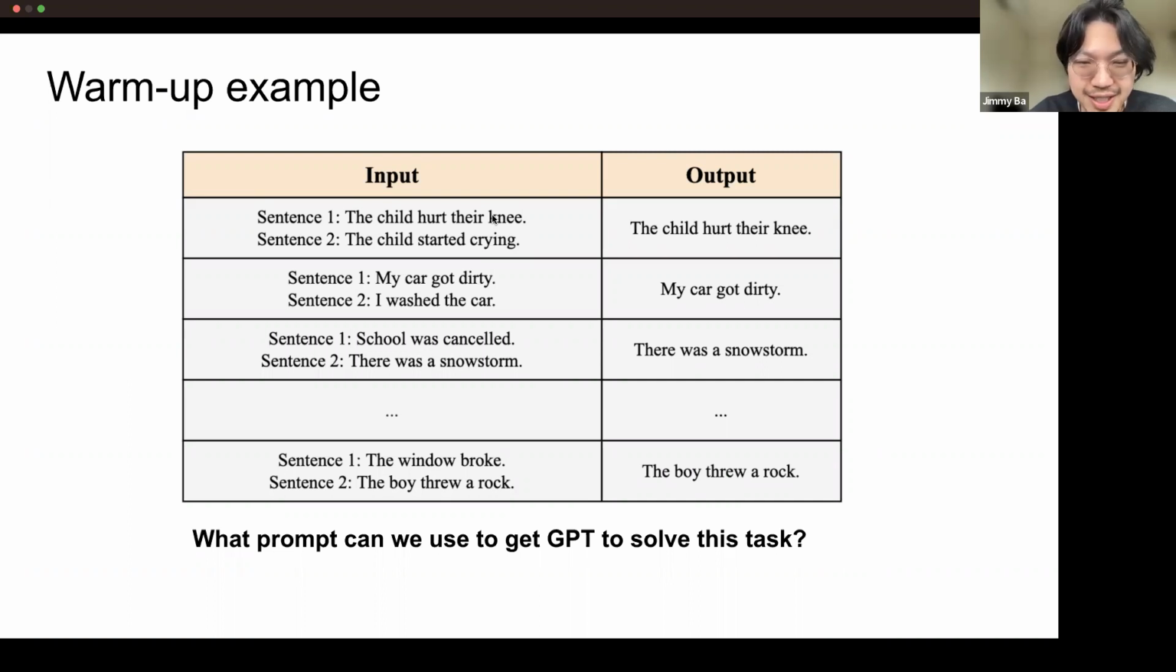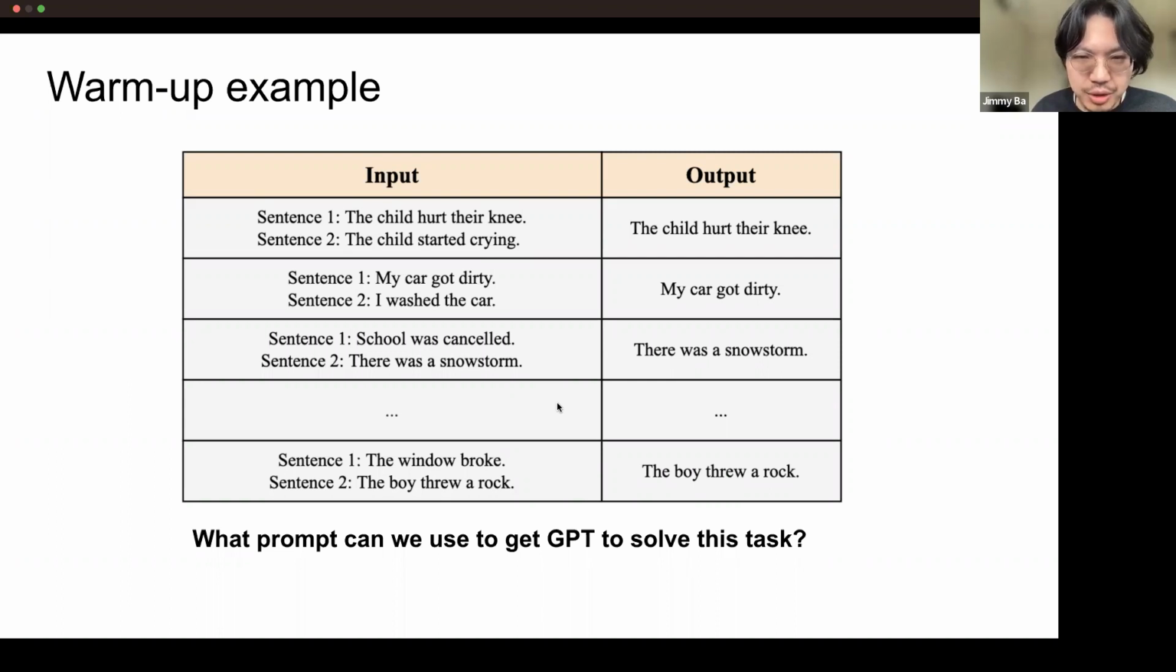So can anyone guess what this task is, just given these input and output pairs? It's kind of like trying to figure out the causal relationship between the two sentences, right? The cause and effect. That's what we ask the model. Well, this is how the data set is constructed. So if you want to solve this task really well with a language model, what kind of prompt should we use? Well, for a human, we can study the data set for a bit and conjure up a high-level idea: okay, this is cause and effect.